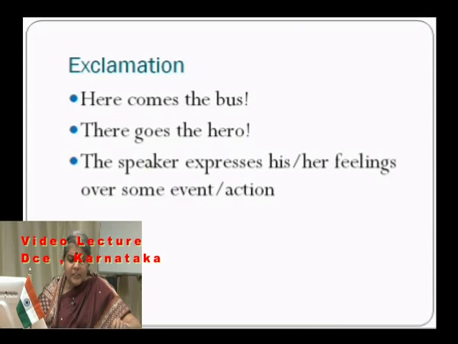Now here the speaker expresses his feeling over some event or action at the moment of its happening. The action is happening at that point in time. At that moment, this particular action is going on. At that particular point, he is exclaiming this. So, for these three things, for commentary, for demonstration, for exclamation, we use present simple tense.